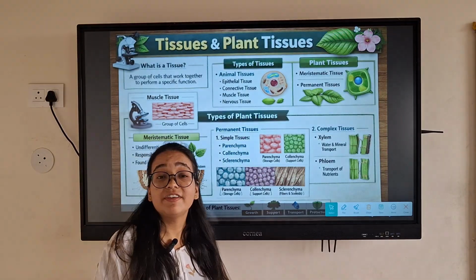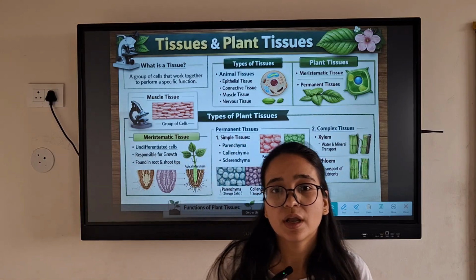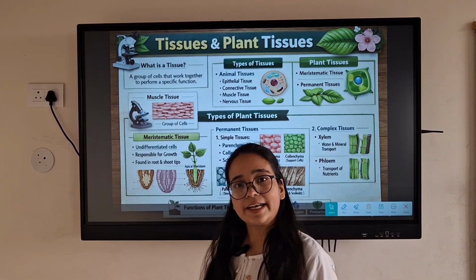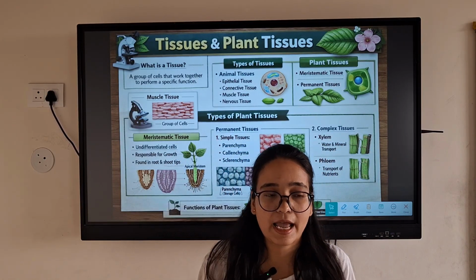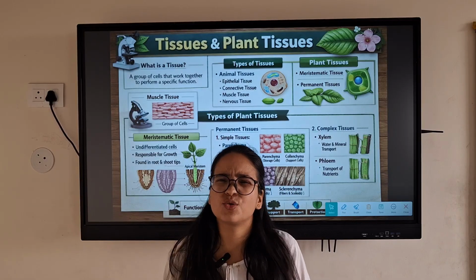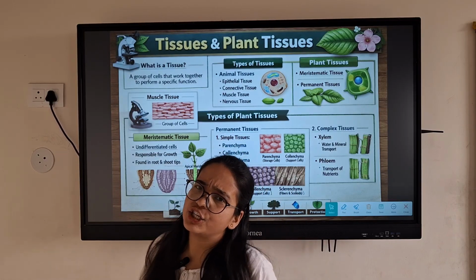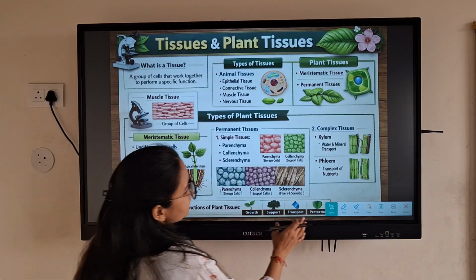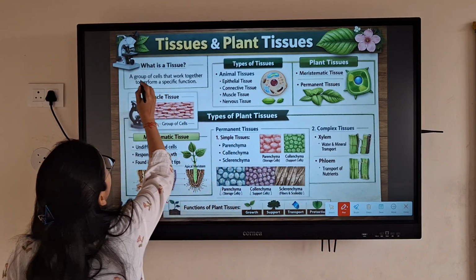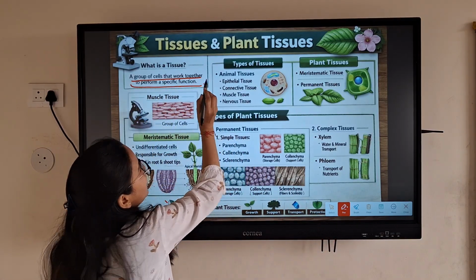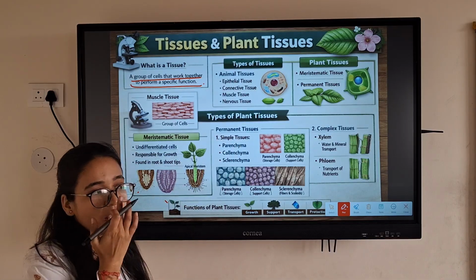Now, today we will discuss about the tissue. First, we will understand what a cell is. As we know, the cell is the basic unit of life. And tissues are the group of cells that work together to perform a specific function.